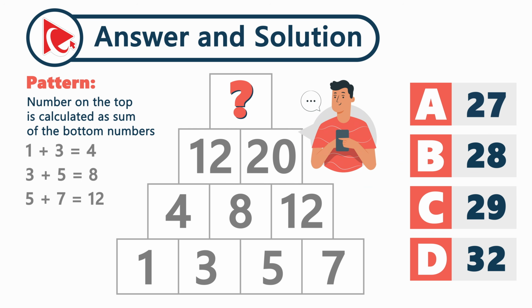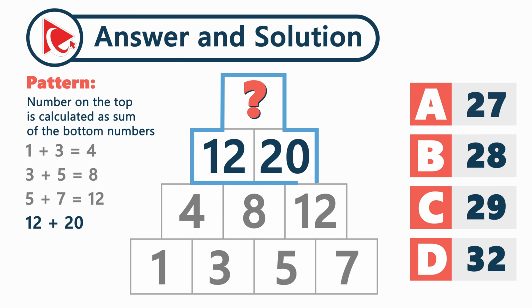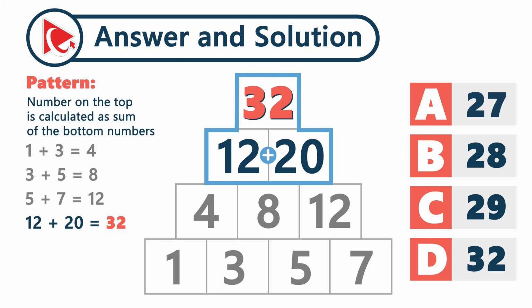With that in mind, let's get to the magic moment. The moment when we calculate the missing number. 12 plus 20 equals 32. So the correct answer here is choice D, 32.